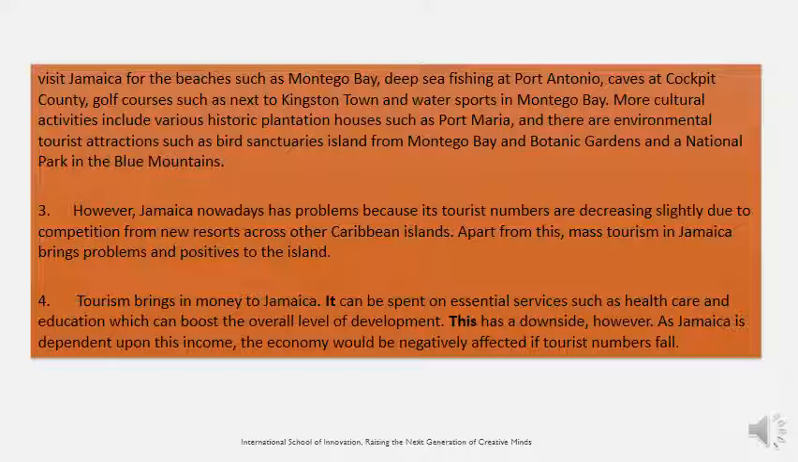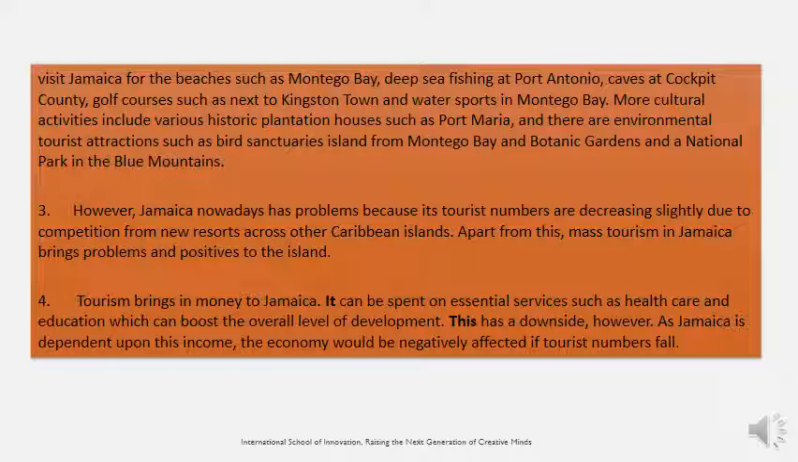More cultural activities include various historic plantation houses such as Port Maria, and there are environmental tourist attractions such as a bird sanctuaries island from Montego Bay and botanic gardens and a national park in the Blue Mountains. So all of these are activities or places that people can visit when they travel to Jamaica.